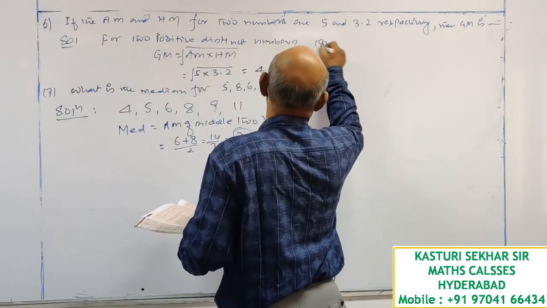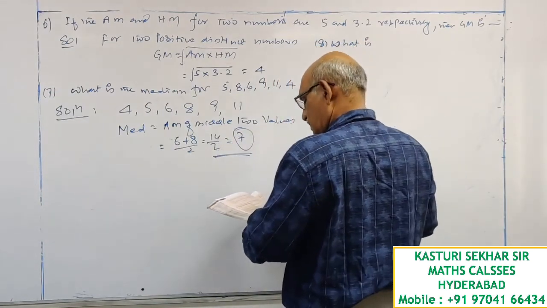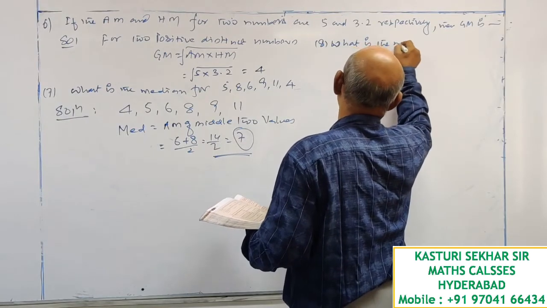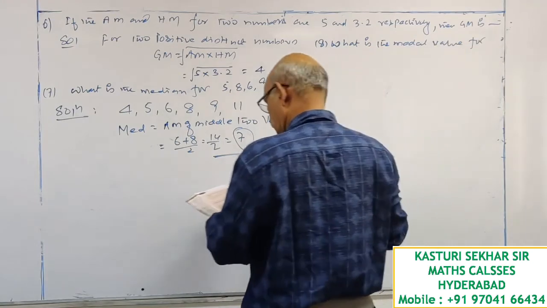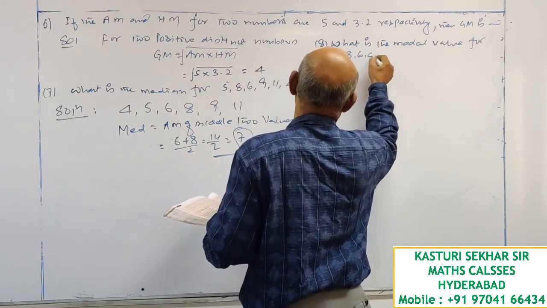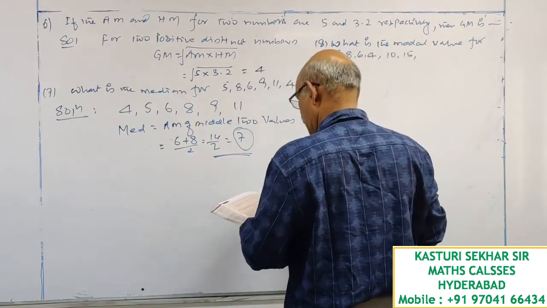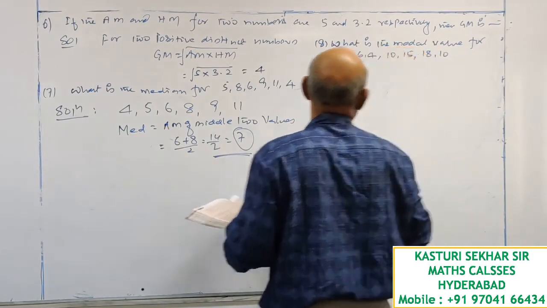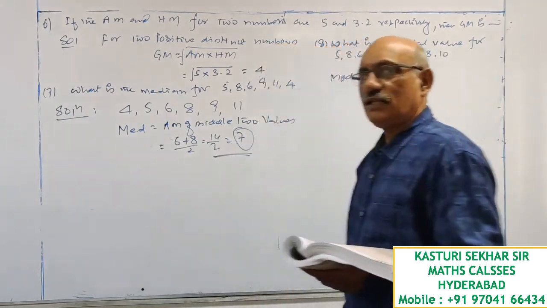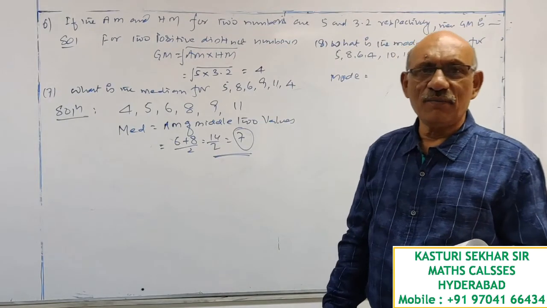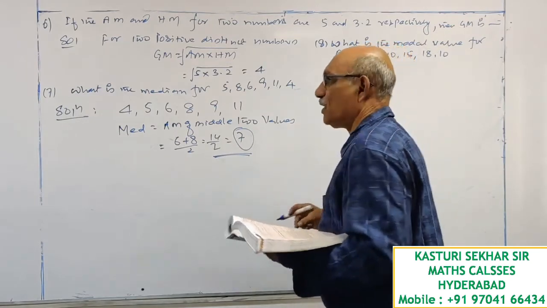Next, what is the modal value for 5, 8, 6, 4, 10, 15, 18, 10? Mode means the value of the variable which is repeated for the maximum number of times. So 10 is repeated the maximum number of times. Mode is equal to 10.